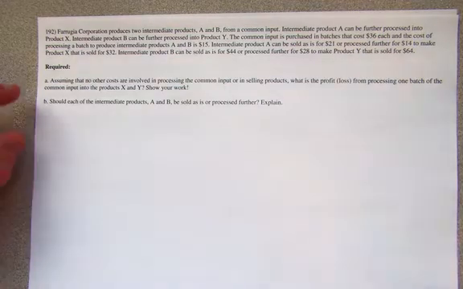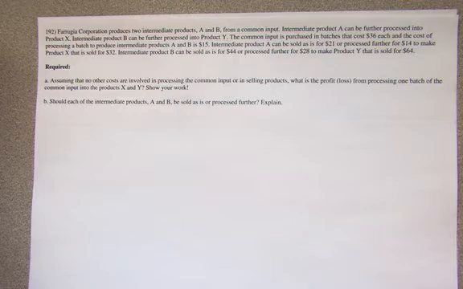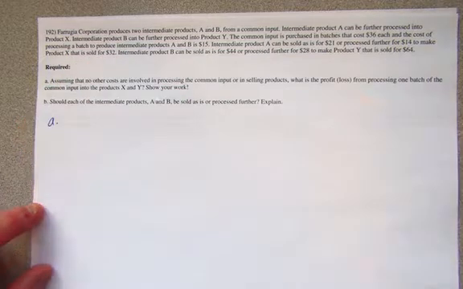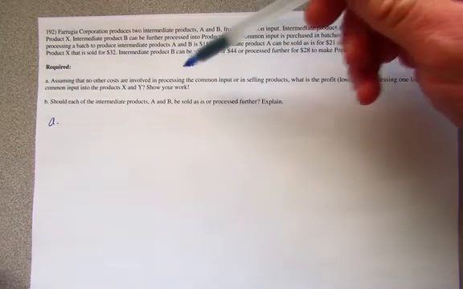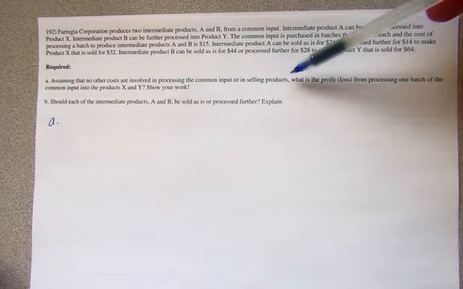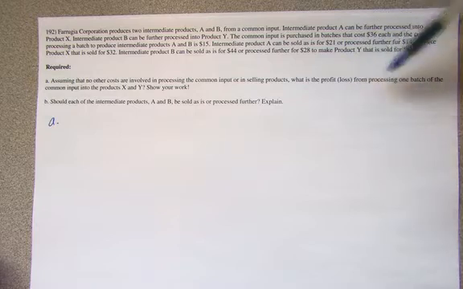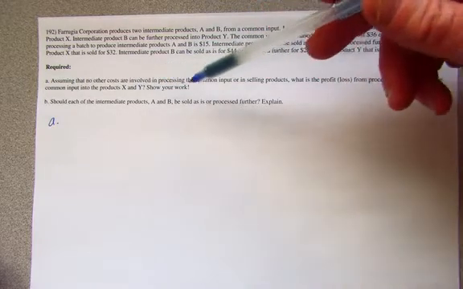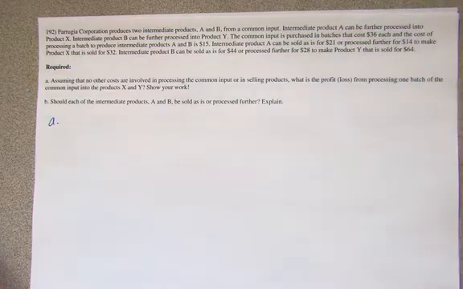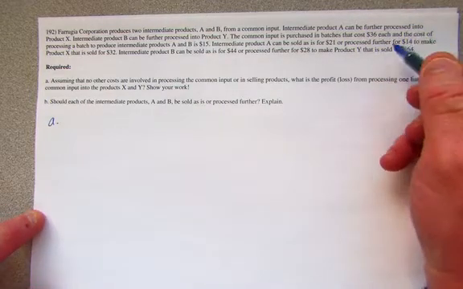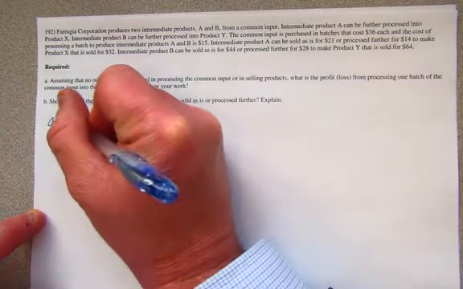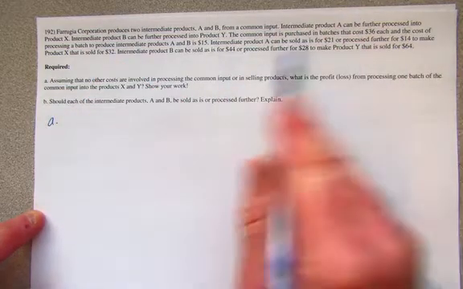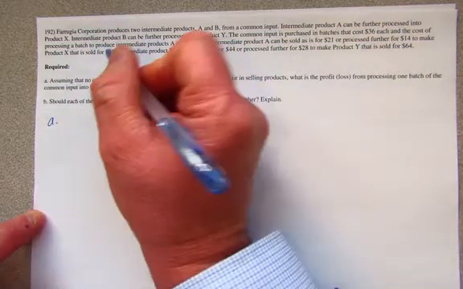And we have to decide if it's worth incurring those additional costs or not. So at the very beginning, the question asks us, assuming no other costs are involved in processing the common input or in selling, what is the profit or loss from taking one batch of the common input all the way through X and Y? So what we would do is say, okay, X would sell for 32.